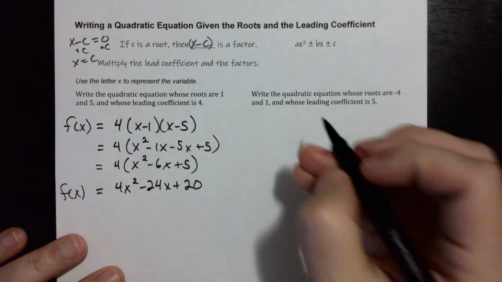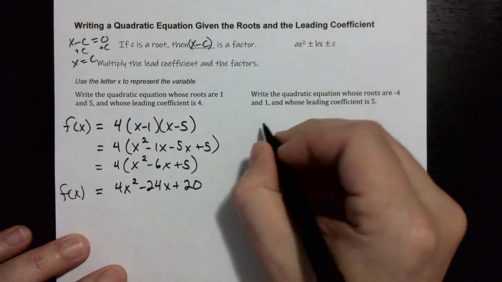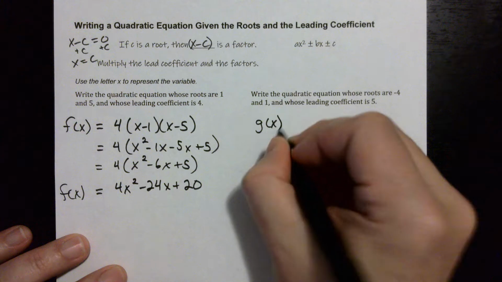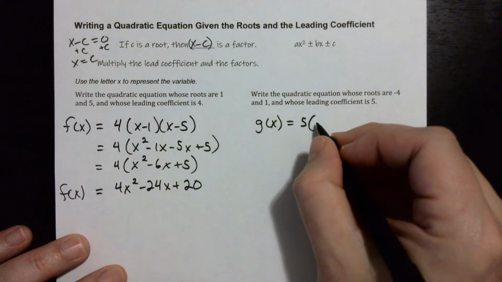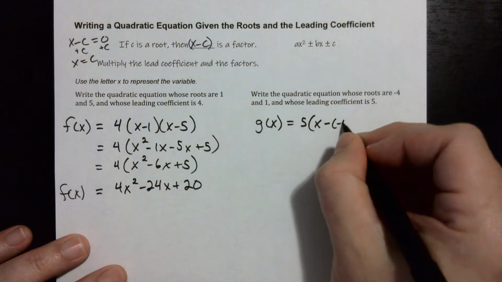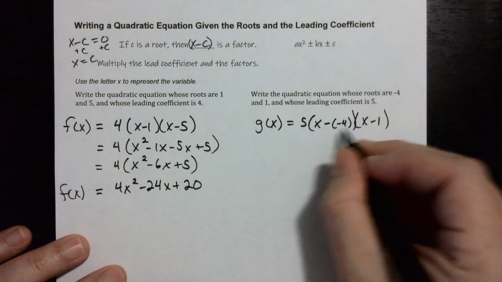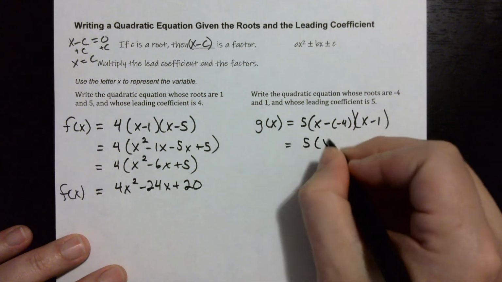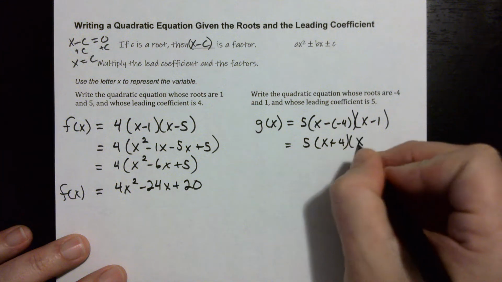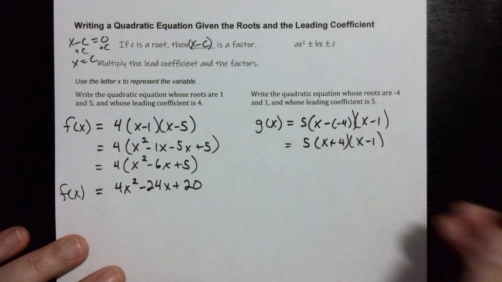Okay, and the next one, write a quadratic equation whose roots are negative 4 and 1. Leading coefficient is 5, so I'll call this g of x. And the leading coefficient is a 5, so I'll stick that out front. And then x minus a negative 4 and x minus 1. Now, I can't leave two negatives here, right? So that becomes a positive. So equals 5 times x plus 4, x minus 1. Now let's multiply these two factors together, and then I'll multiply the 5.